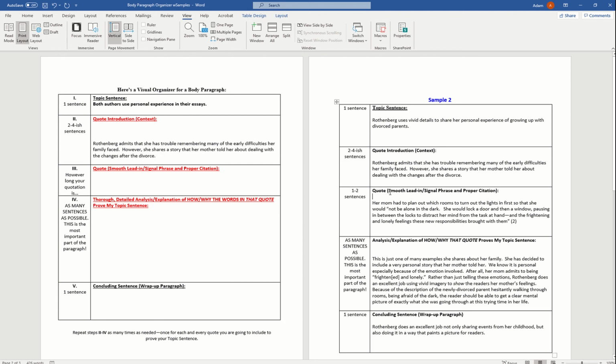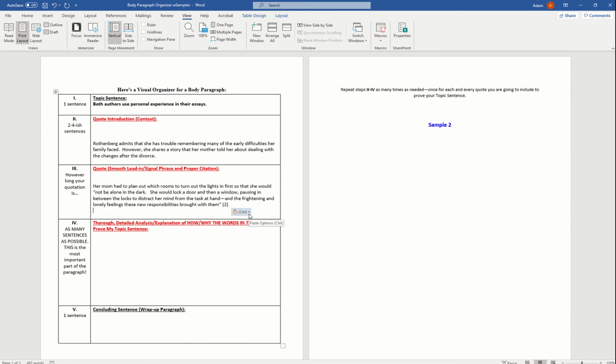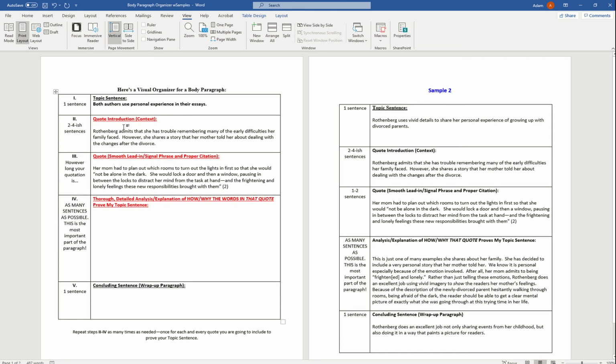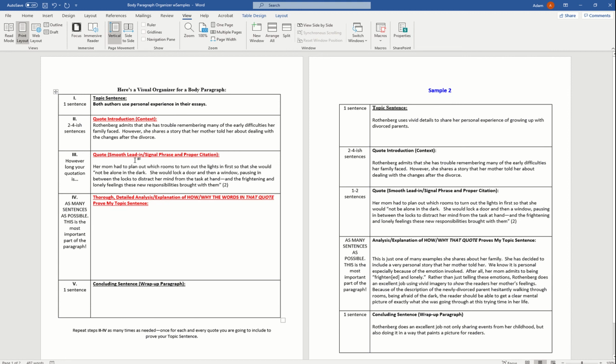And then I need the quote with a smooth lead-in or signal phrase. You'll see signal phrases in the academic writing PowerPoint. Those are as easy as he says, he states, she describes, whatever. Those are okay. If you're new to weaving in quotes, use them. The goal, once you become more adept at it, is to work the author's words smoothly into your own, so that if I read this out loud, you can't tell where my words stop and the author's words begin.